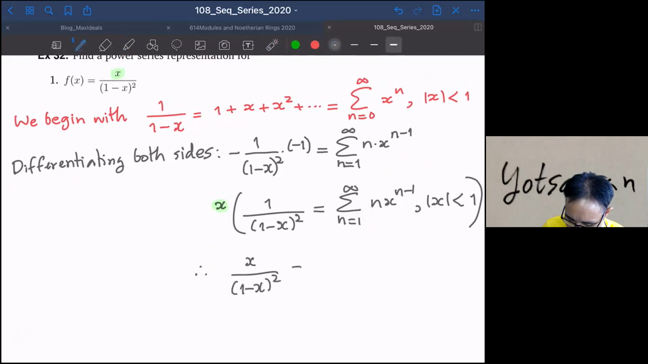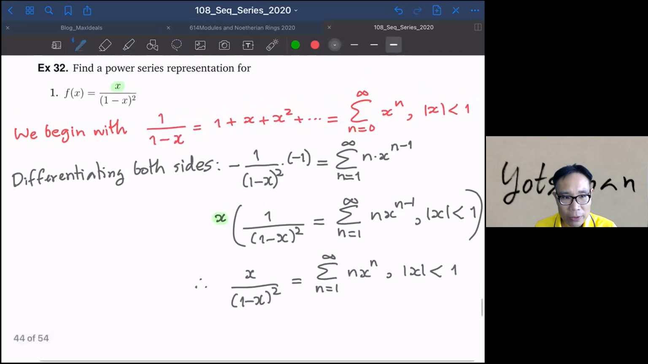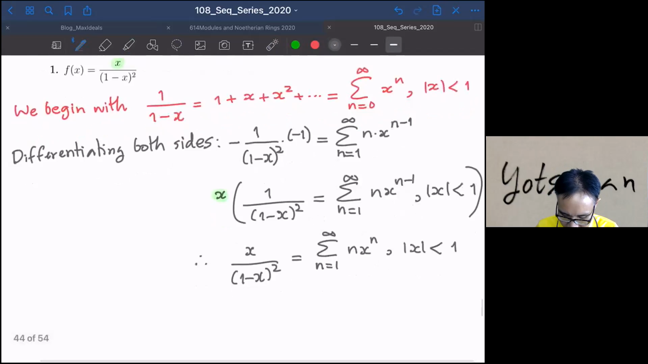x over 1 minus x squared equal to the series n equal to 1 to infinity of n x to the n, and you have absolute value of x smaller than 1. Okay, so this is the way to obtain the power series representation for this one. So this will be the final answer for this function.